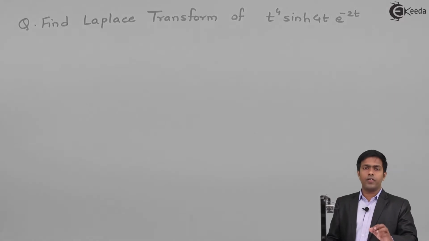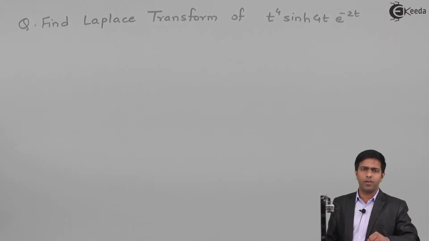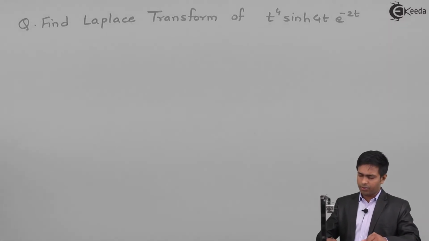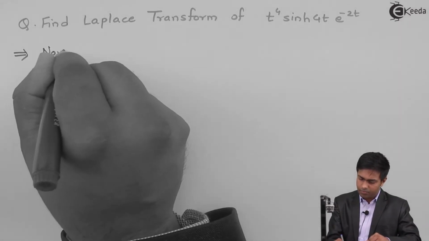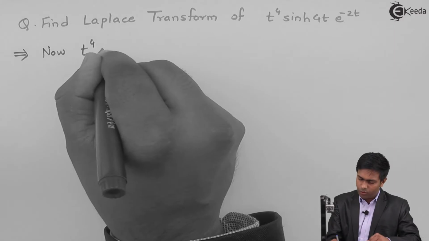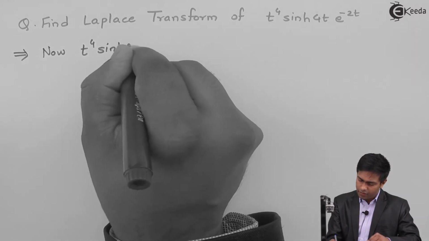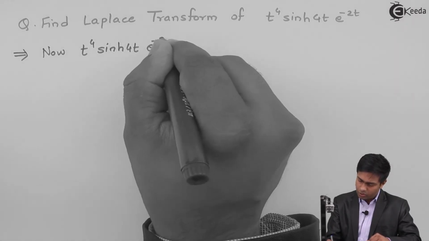So first of all, we need to simplify the term and bring it into such a form that we can apply our standard formulas. So let's write it down. Here the given function is t raised to 4 hyperbolic sine 4t into e raised to minus 2t.